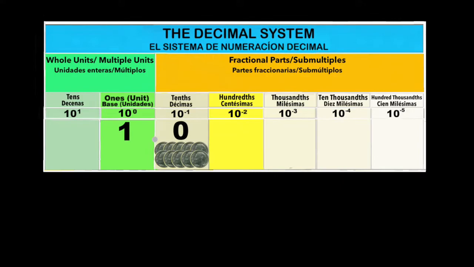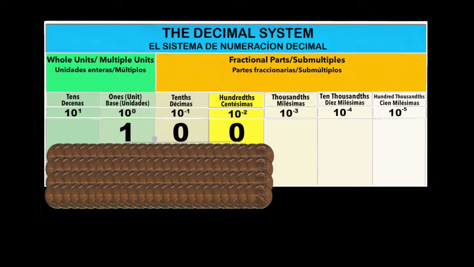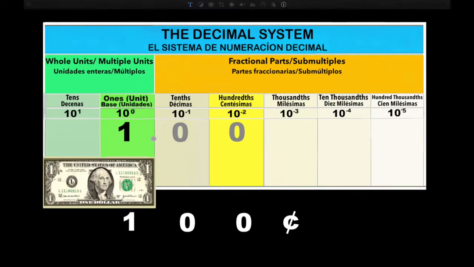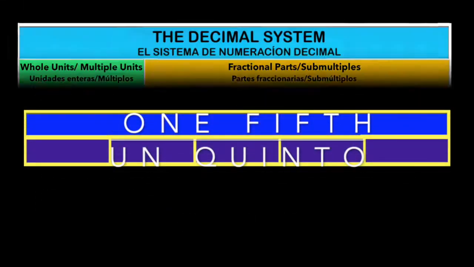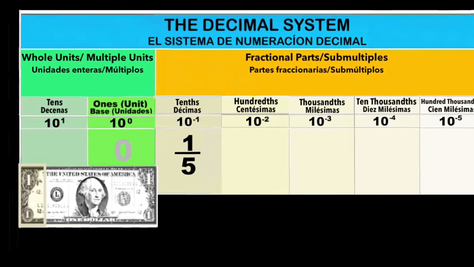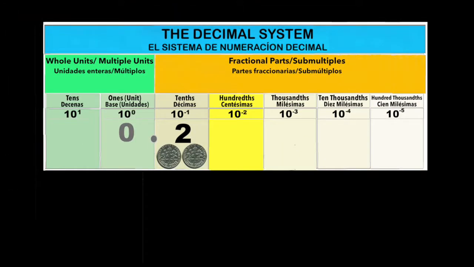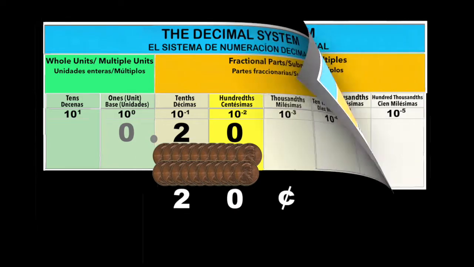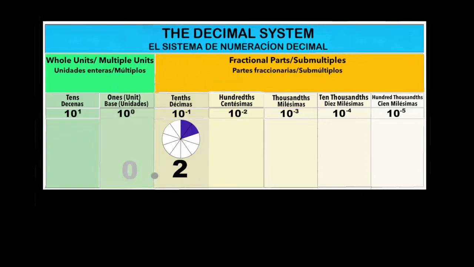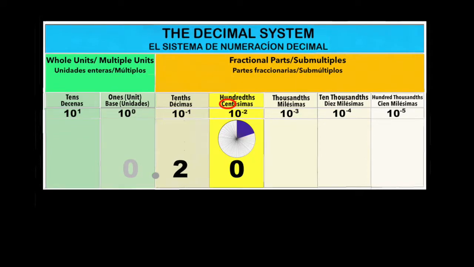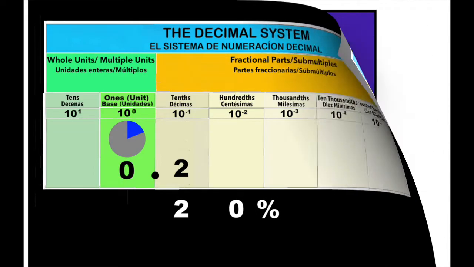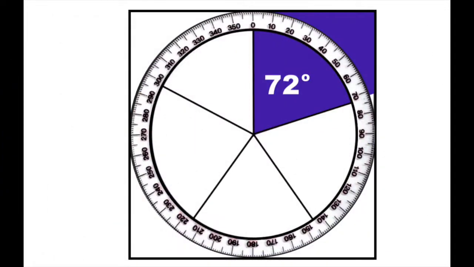$1, 10 tenths, 100 hundredths, or 100 cents. 1/5 of a dollar, 2 tenths, 20 hundredths, 20 cents. 1/5, 2 tenths, 20 hundredths, 20%. 72 degrees, 12 minutes.